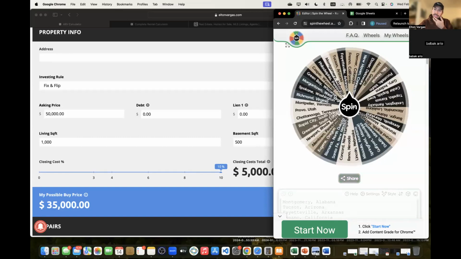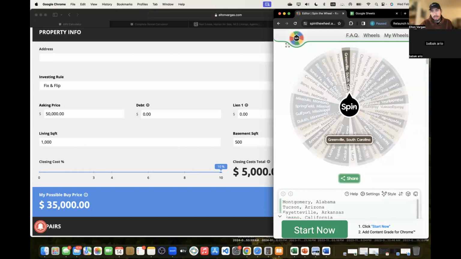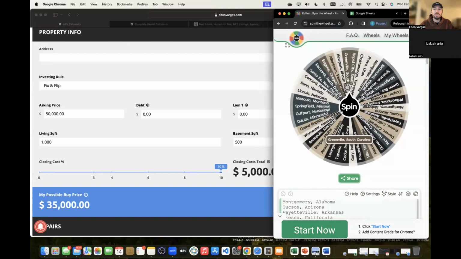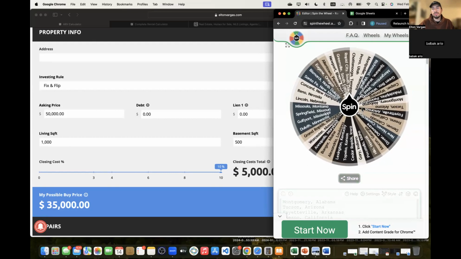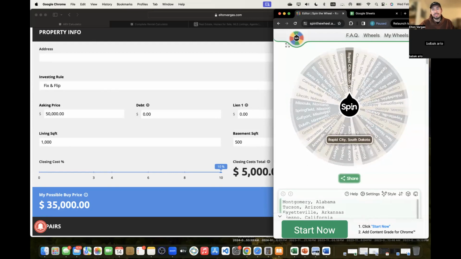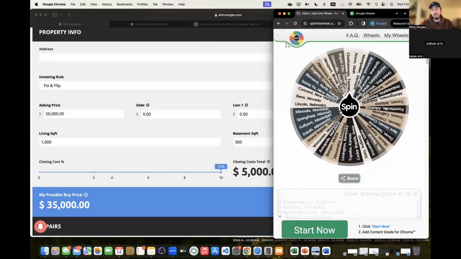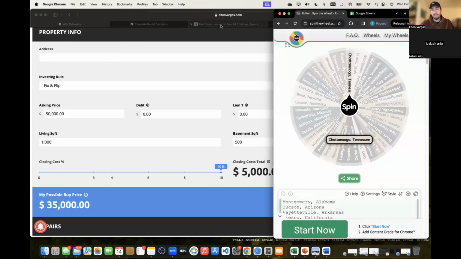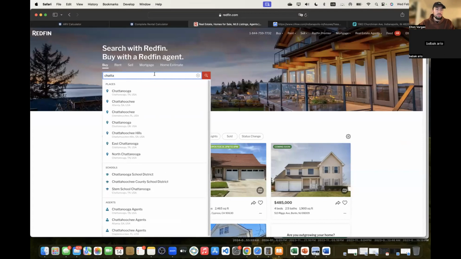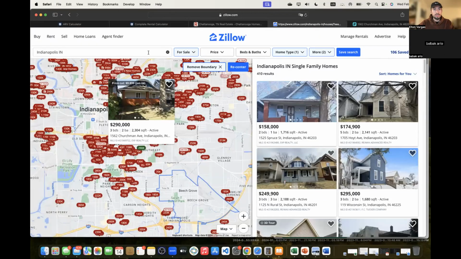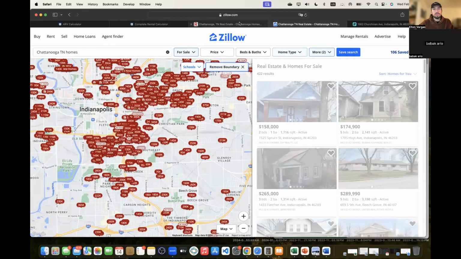So let's select a random city with the spin the wheel. See where we're at. So it looks like we have Greenville, South Carolina. Actually just did Greenville, South Carolina last week on one of the previous live Zooms. So I'll always try to look for something different. Same thing with Rapid City, South Dakota. We found there was no activity in South Dakota. Chattanooga, Tennessee. Okay, I actually like this one. I haven't done Chattanooga, Tennessee. Let's put it across. Let's put it all over. Okay, it's Chattanooga, Tennessee homes.